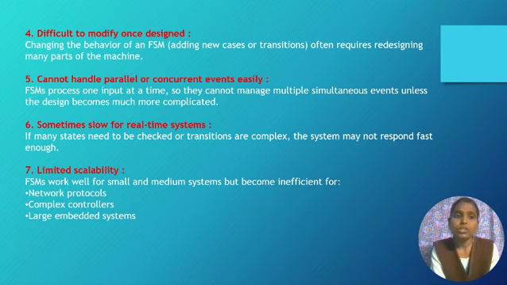And sixth one, sometimes slow for real time systems. If many states need to be checked or transitions are complex, the system may not respond fast enough. And seventh one, limited scalability. Finite state machines work well for small and medium systems but become inefficient for network protocols, complex protocols, controllers, large embedded systems.